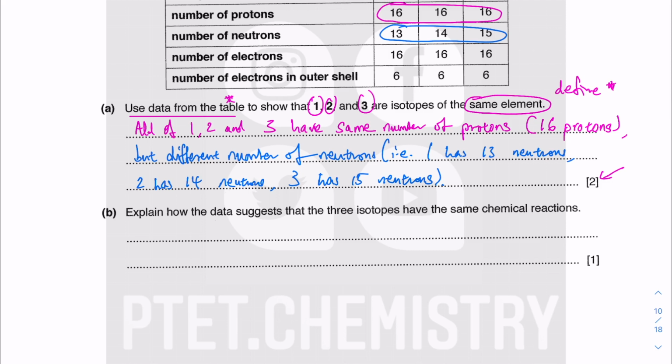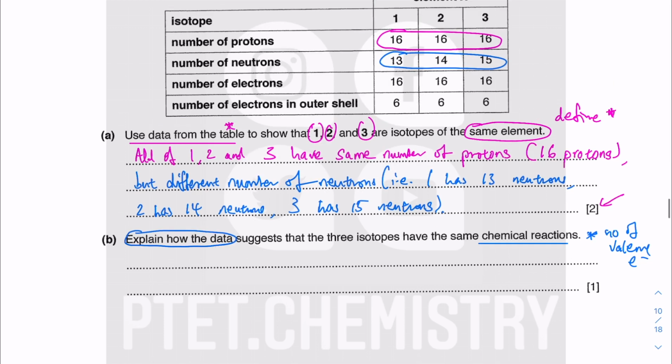All right, explain how the data suggests that they have the same chemical reactions. Chemical reactions is to do with your number of valence electrons. This is all stated in your lesson notes, and they were part of your MCQs in the checkpoint for atomic structure, as well as in the exercises that you did for your atomic structure assignments, as well as atomic structure tests. A similar kind of question has come out in your MCQ. Then here they are asking you as part of structured questions.